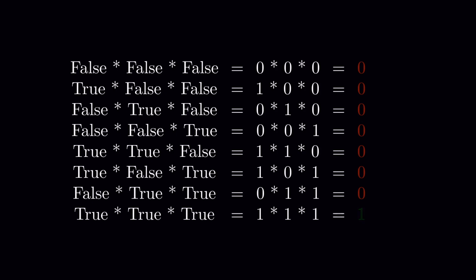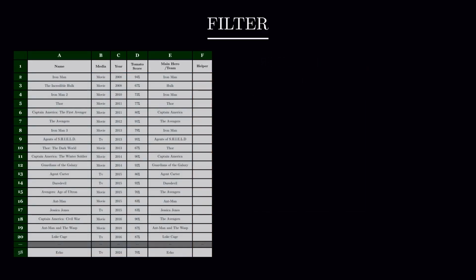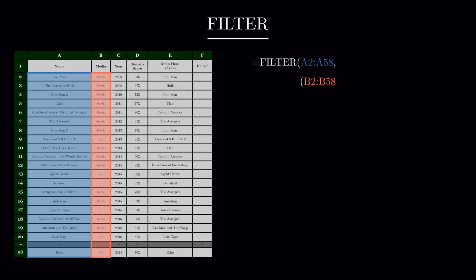Whereas if all of them are 1, you're going to get 1 as a result. We can use this to create a dynamic array to filter this data the way we're looking for. We can do this by putting each of the individual column comparisons in brackets and multiplying their results. In this example, media type equals movies, times year greater than 2015, times rating greater than or equal to 90%.